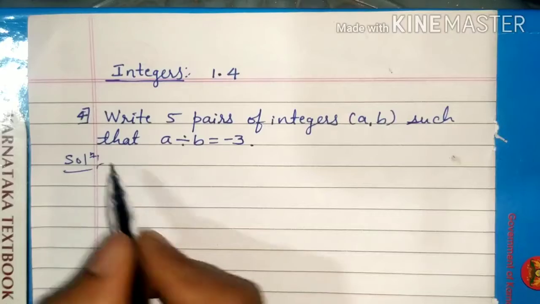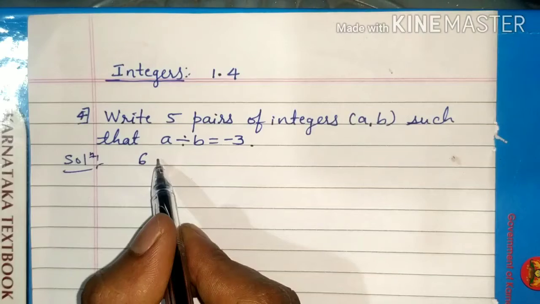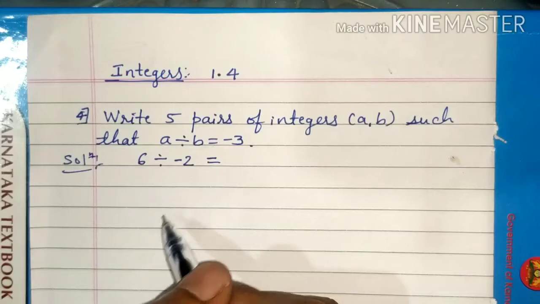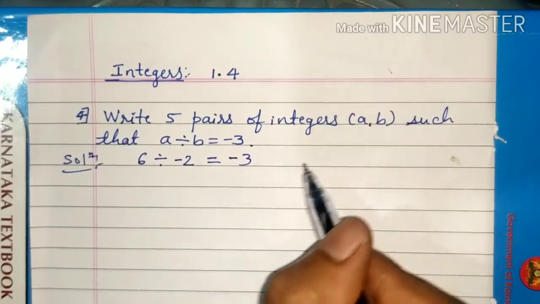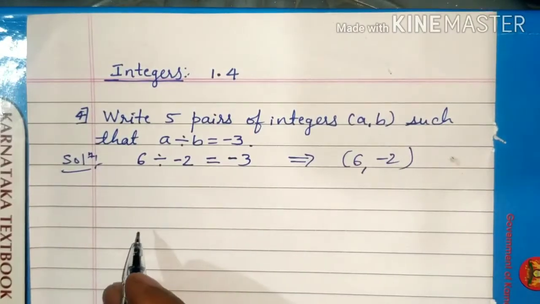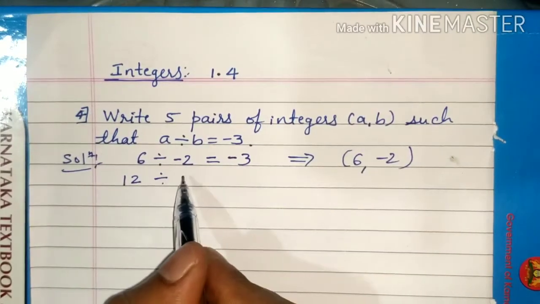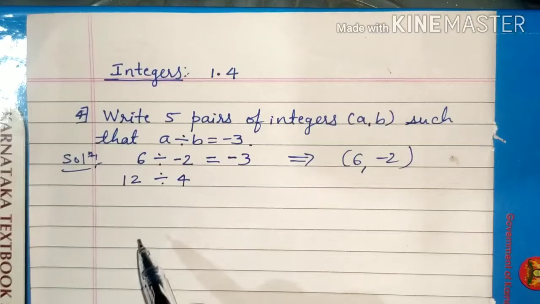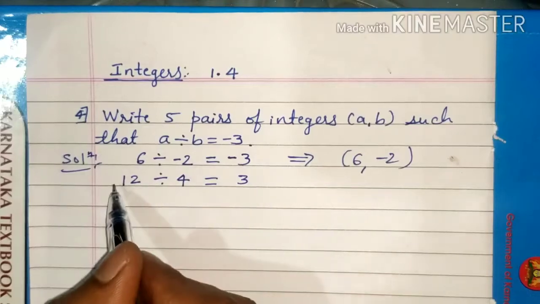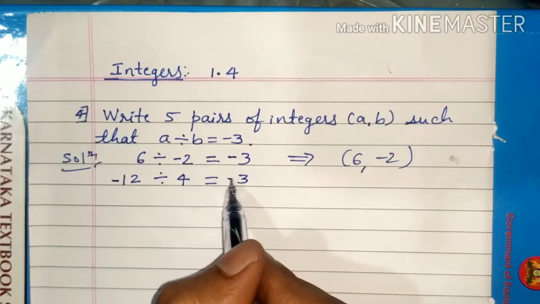So first pair, let us think, this is the trial and error method. If you consider 6 divided by minus 2, 6 divided by minus 2 is equal to minus 3. So therefore 6 comma minus 2 is one pair. I have to guess, that's all. Then if you consider 12 divided by 4, that is equal to 3, but you have to get minus, so either you can give the minus sign to 12 or 4, so you are going to get minus 3.